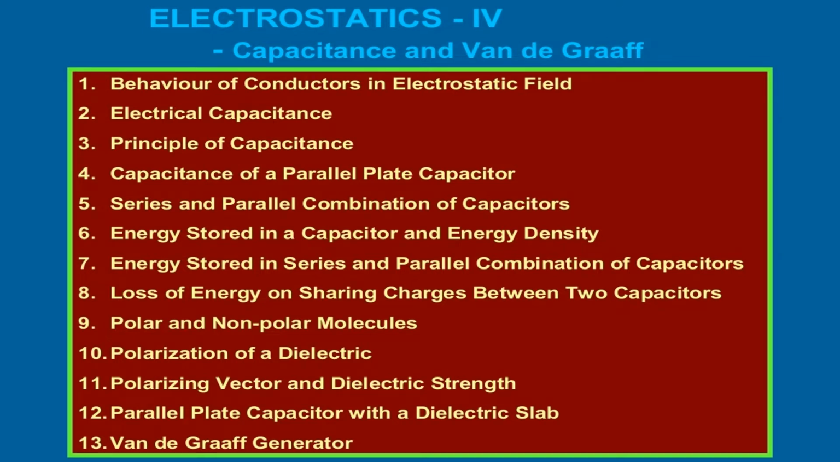Electrostatics 4. In this chapter, we will learn: number 1, behavior of a conductor in an electrostatic field; number 2, electrical capacitance; number 3, principle of capacitance; number 4, capacitance of a parallel plate capacitor; number 5, series and parallel combination of capacitors; number 6, energy stored in a capacitor and energy density; number 7, energy stored in series and parallel combination of capacitors; number 8, loss of energy on sharing charges between two capacitors; number 9, polar and non-polar molecules; number 10, polarization of a dielectric; number 11, polarization vector and dielectric strength; number 12, parallel plate capacitor with a dielectric slab; and number 13, Venn diagram generator.